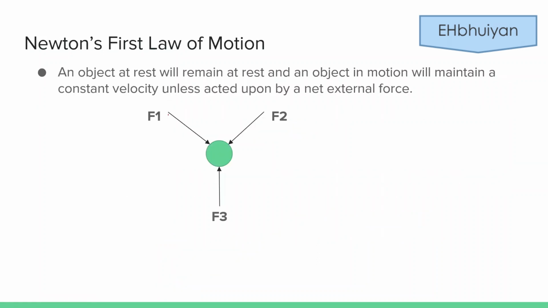Let's start with Newton's first law. Newton's first law of motion states that an object at rest will remain at rest and an object in motion will maintain a constant velocity unless acted upon by a net external force. A couple things to decipher here. First of all, this doesn't mean that the object does not feel any forces. The key word here is net. The forces simply are balanced.